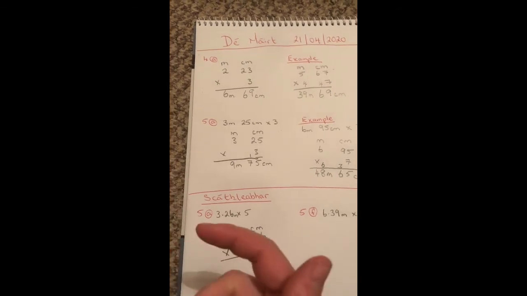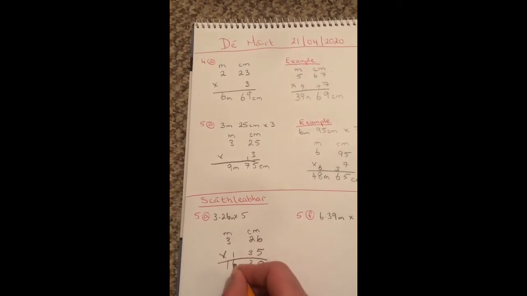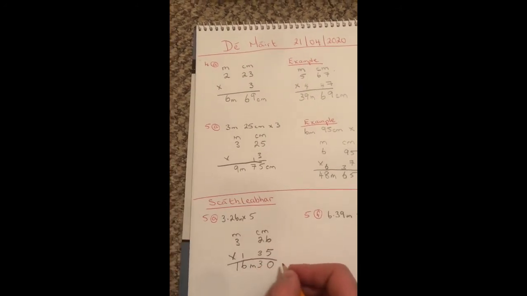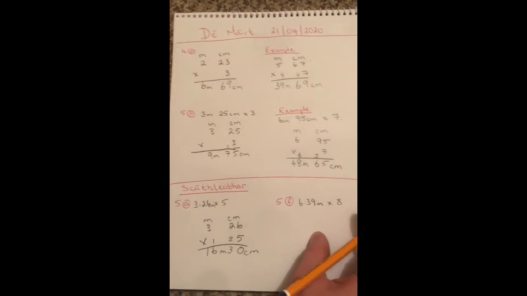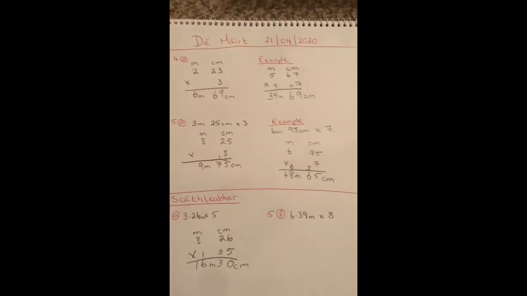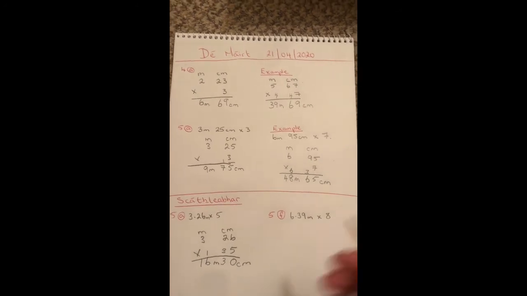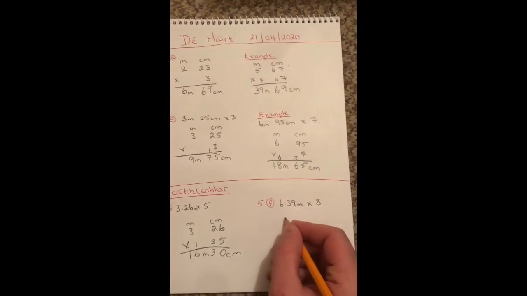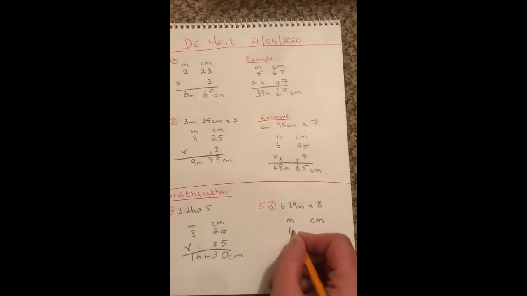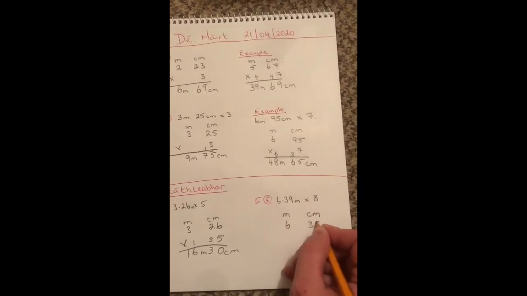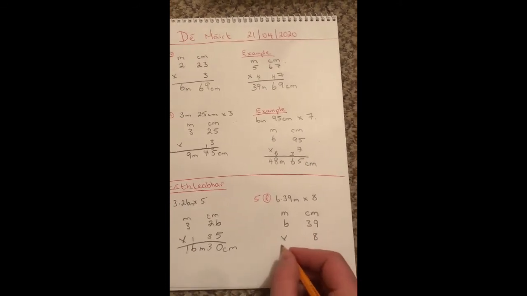And then our final step is 5 by 3, which again is 15, plus our 1 is 16. So our answer for that one is 16 meters and 30 centimeters. Now to the last one, 6.39 meters multiplied by 8. So again, I want you to write it out the same way as the other ones with our meters and our centimeters headings. So we have 6 meters, 39 centimeters multiplied by 8.